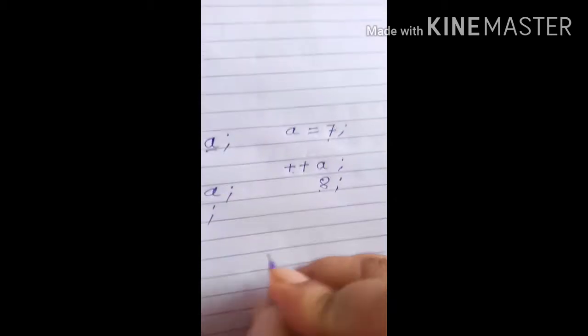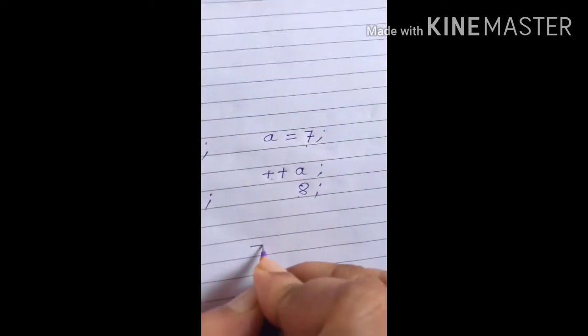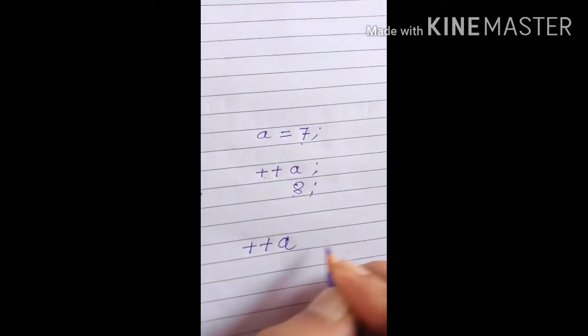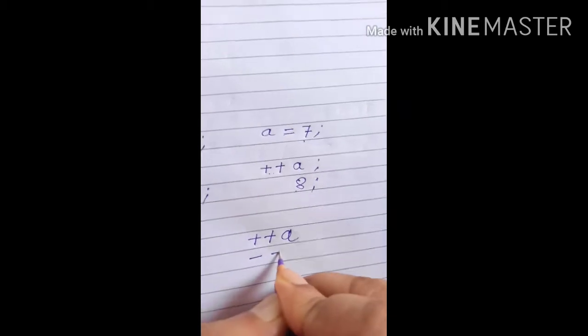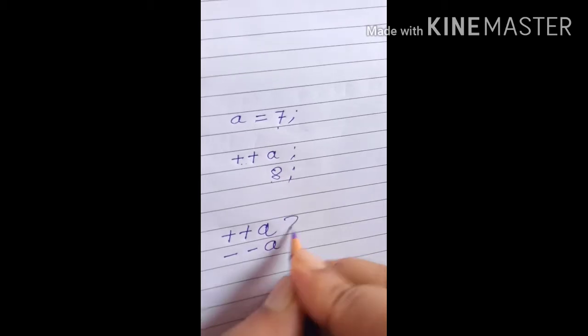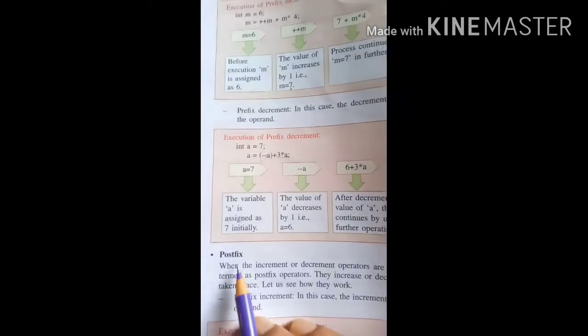I hope you understood prefix increment. Again I am just telling you this: ++a is prefix increment and --a is prefix decrement. In both, the value changes before the calculation starts. So next we have to understand postfix.